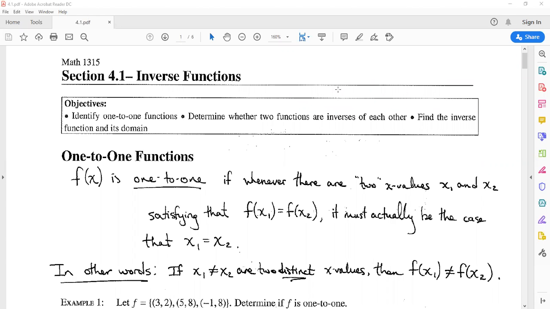All right, so welcome back. Today we're going to talk about inverse functions.